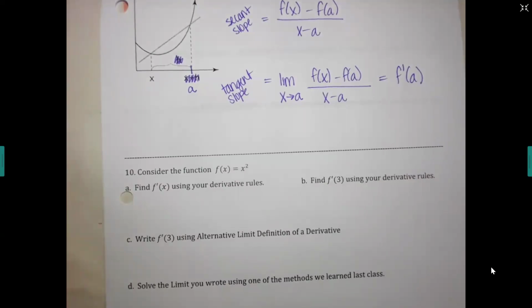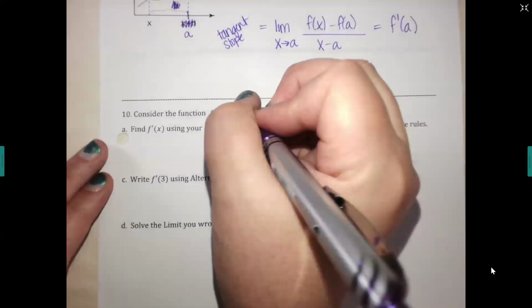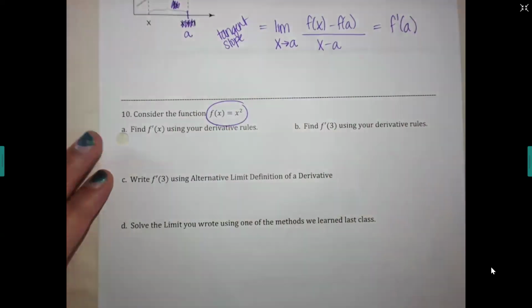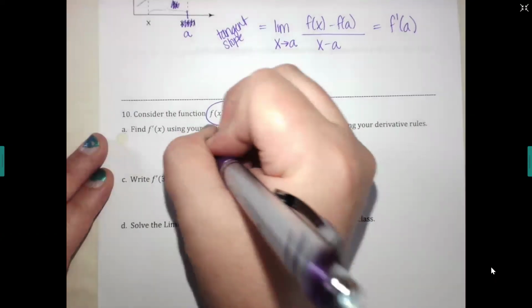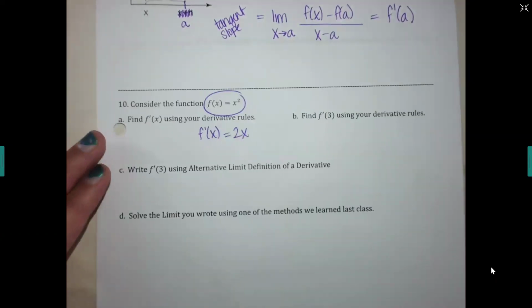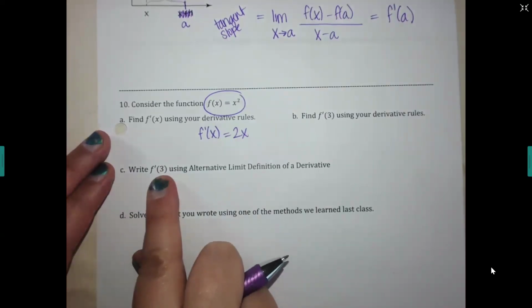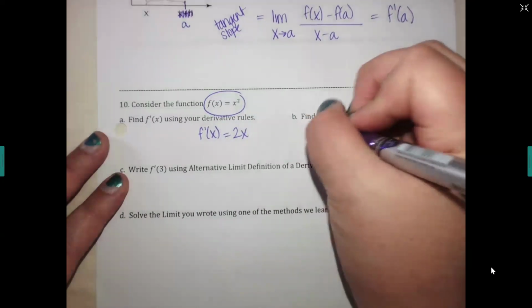Take a look at number 10. First question, can you take the derivative of x squared using your derivative rules? Yes. What would the derivative be? It would be 2x. What if I wanted the derivative at 3? What would I do? I would just plug in a 3. What's 2 times 3? 6.